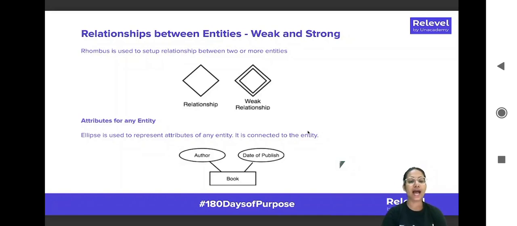Now we'll talk about the attributes, which are a part of any entity. An ellipse is basically used to represent attributes of an entity. I told you each entity has multiple attributes, right? For example, if it's a student entity, it has attributes like name, age, phone number, correct? Similarly, here you can see that there is an entity called book and it has attributes like author, date of publish, probably number of pages as well. So to represent the attributes of an entity, we use an ellipse shape over here. Inside it, we write the attribute and connect it to the entity.